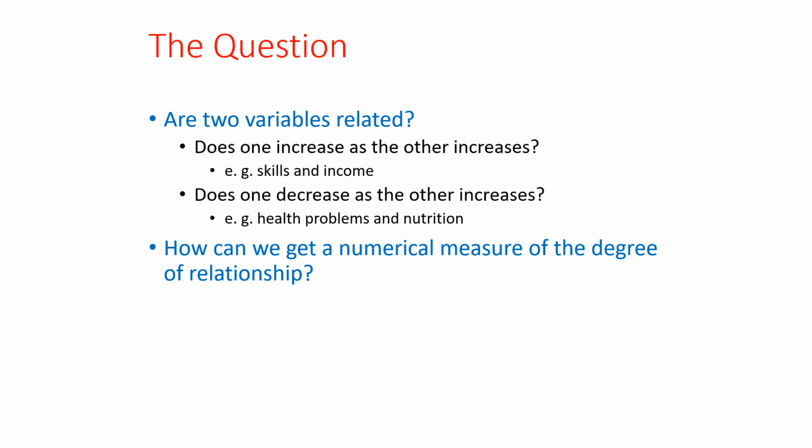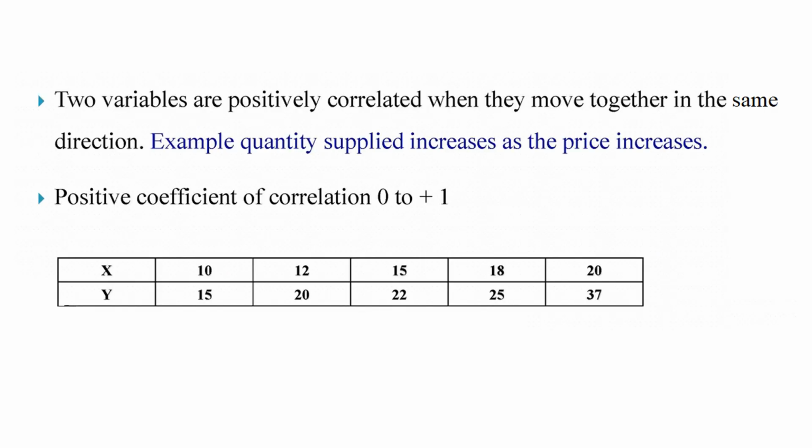So we try to get a numerical measure of the degree of relationship. This degree always ranges from -1 to +1. -1 denotes perfect negative correlation, +1 denotes perfect positive correlation, and 0 denotes no correlation.